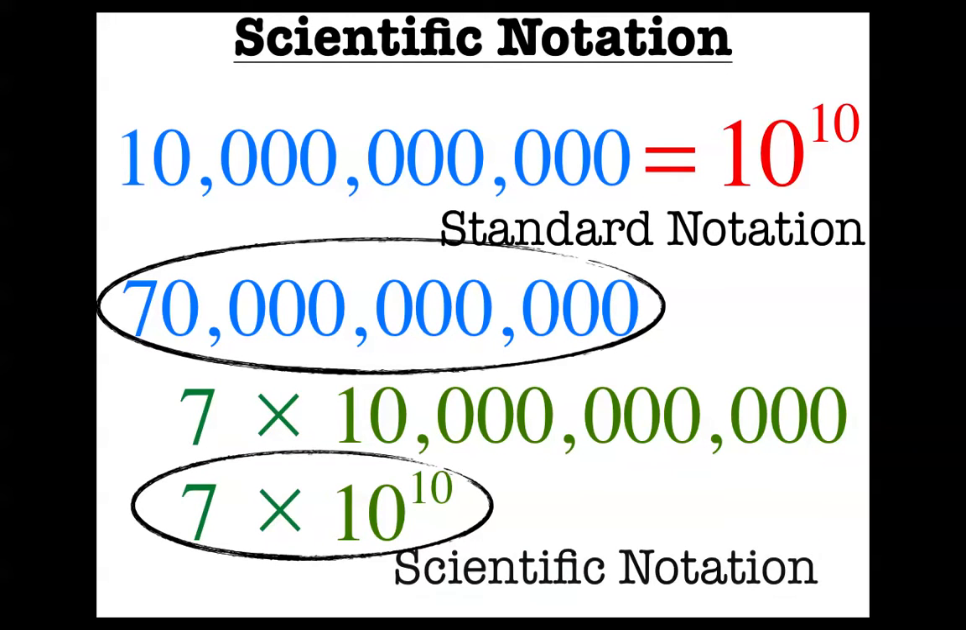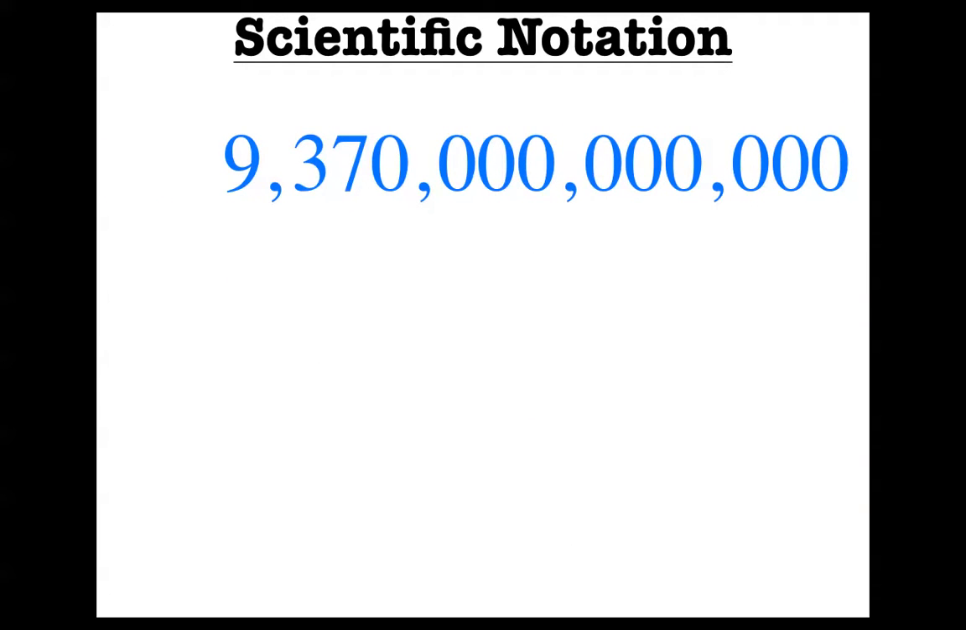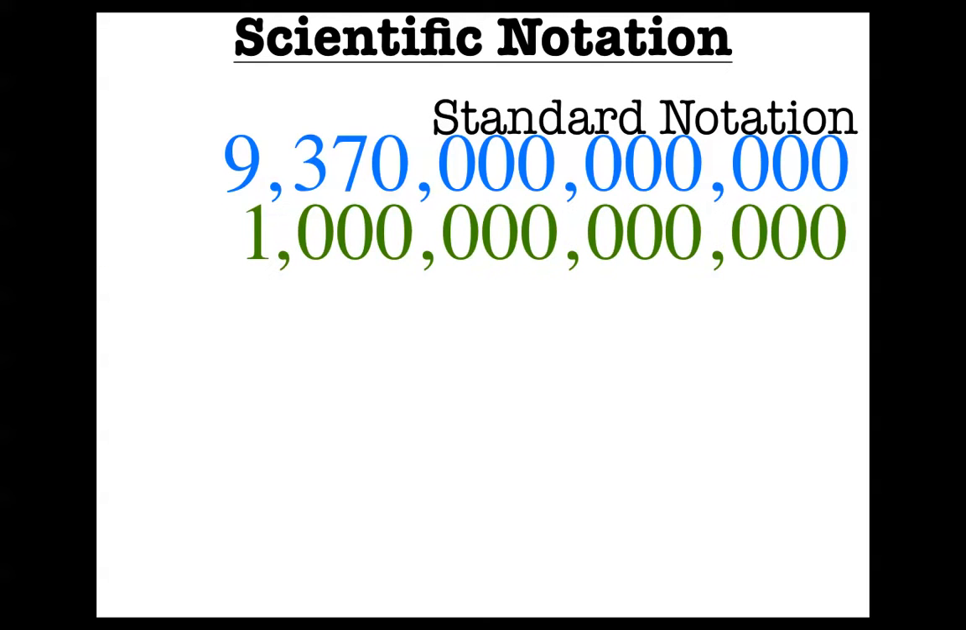Scientific notation is an abbreviation. It's a shorter version, but it still means the same thing. So how would you write, oh boy, look at that number. That's a really big number. How would you write that in scientific notation? Well, that's the standard way to write it.